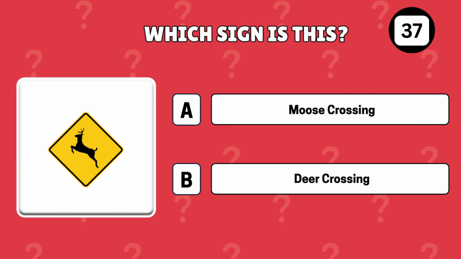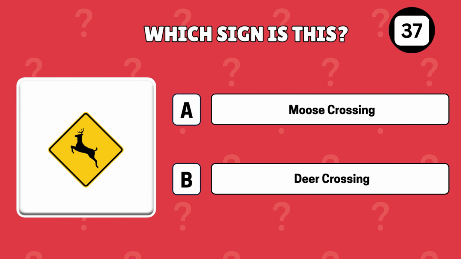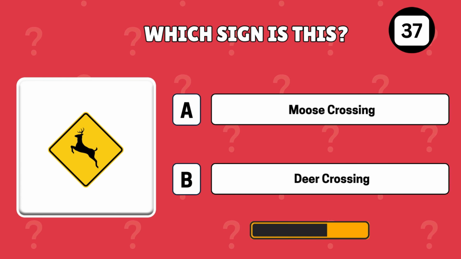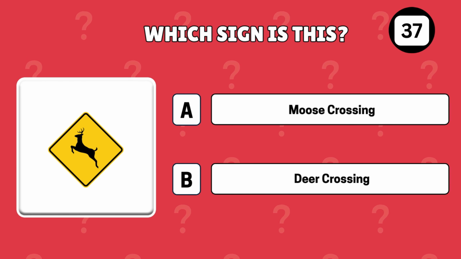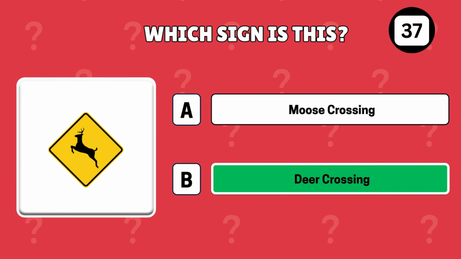Which sign is this? A. Moose crossing. B. Deer crossing. Nicely done. This is the deer crossing sign.